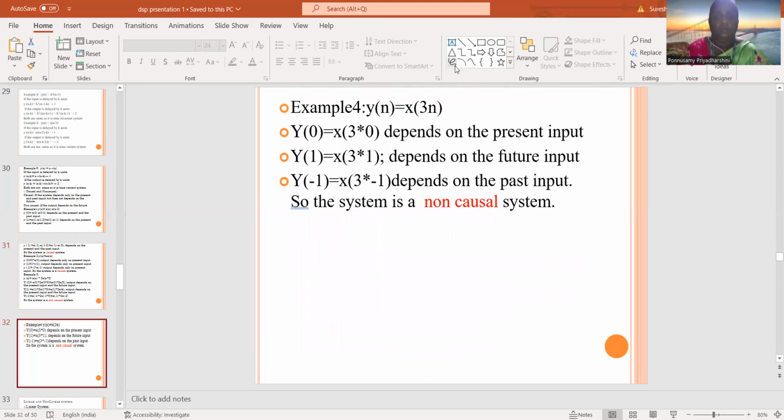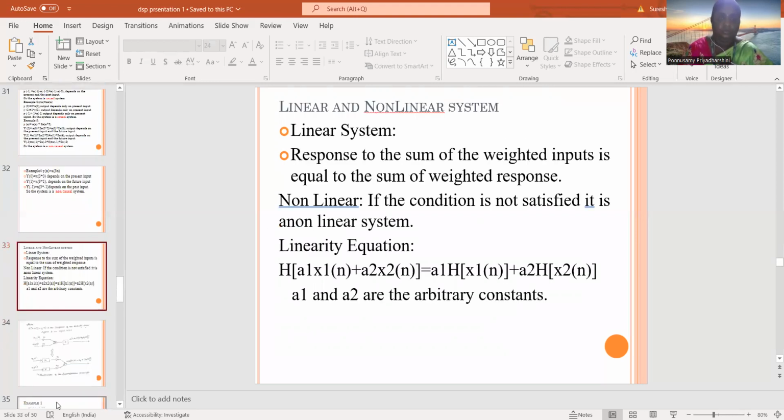The example, y of n is equal to x of 3 into n. So here the value is coming as 3 into n. Whatever value we substitute for n, it has to be multiplied by 3. For example, if n is equal to 0, 3 into 0 is 0. If n is equal to 1, 3 into 1 is 3. If n is equal to minus 1, 3 into minus 1 is minus 3. So it depends on the present, it depends on the future, as well as on the past. So it is a non-causal system.